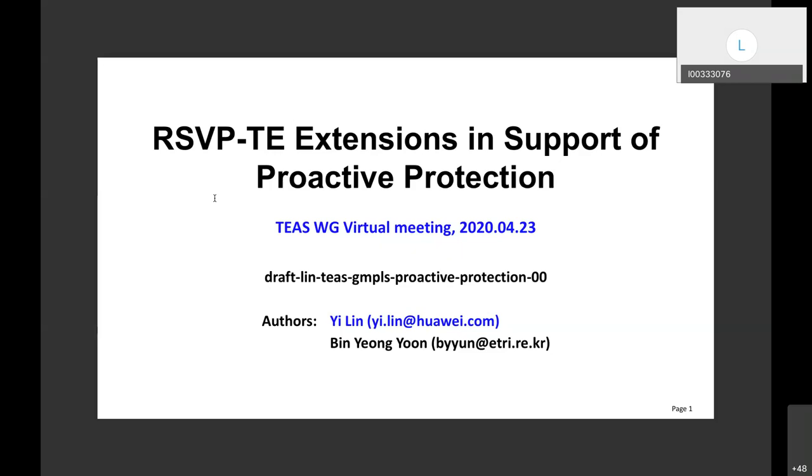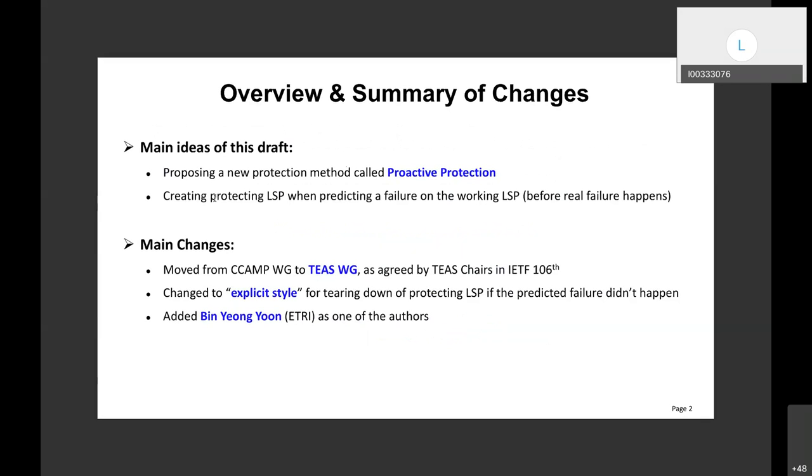So next page, please. Yeah, so the main idea of this draft is that we introduce a new protection method named proactive protection, which means that when we predict a failure, before the failure happens, we will create the protecting LSPs for this LSP. So in this case, we don't need to have twice the resource for the whole lifetime of the LSP. And the main changes include, the first one is we move this work from CCAMP to TEAS as agreed by TEAS chairs in the last IETF meeting.